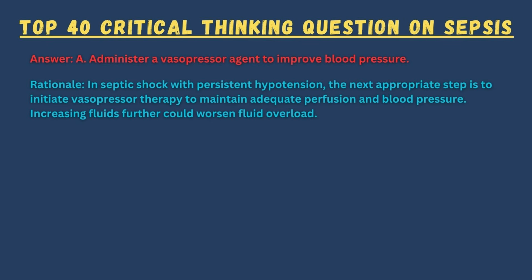Answer: A. Administer a vasopressor agent to improve blood pressure. Rationale: In septic shock with persistent hypotension, the next appropriate step is to initiate vasopressor therapy to maintain adequate perfusion and blood pressure. Increasing fluids further could worsen fluid overload.